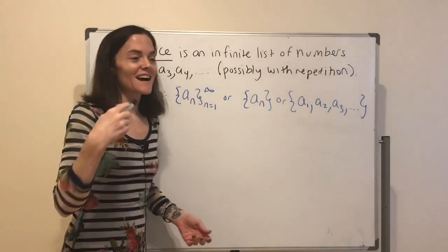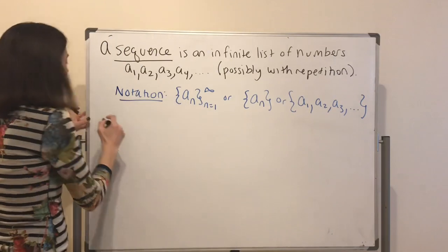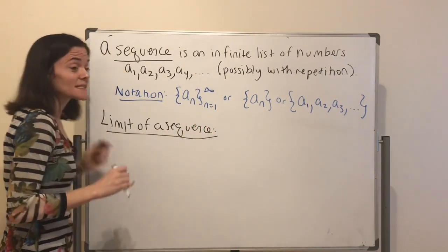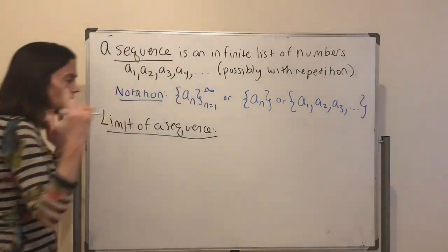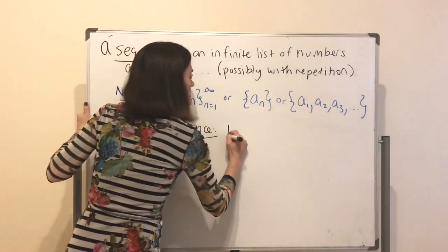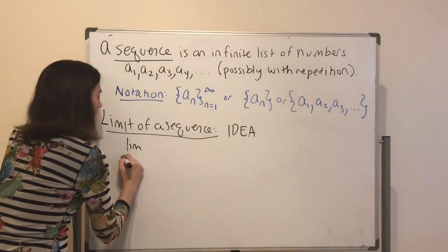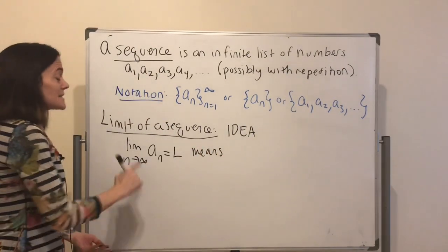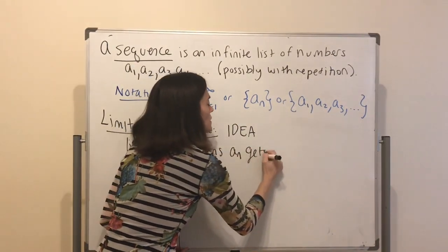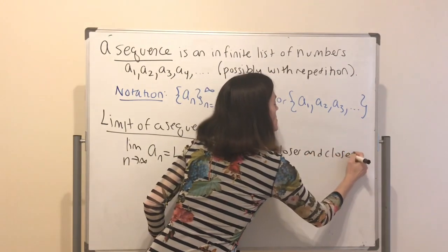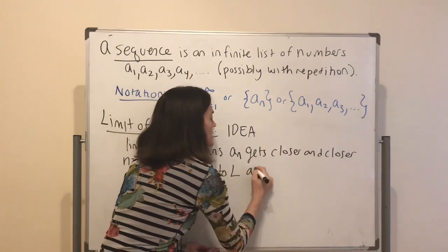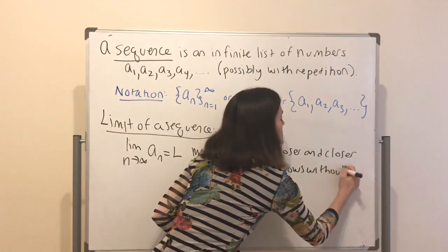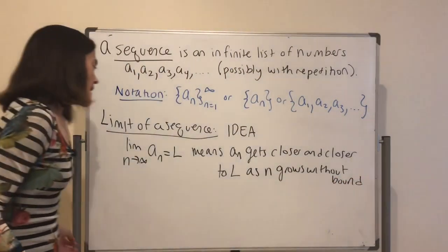Now, fundamental in our understanding of sequences is the limit of a sequence. So what is the limit of a sequence? Well, this is just like the notion of a limit at infinity of a function. In fact, I will connect it to that momentarily. So the idea, at least: the limit as n goes to infinity of a_n equals L means that the sequence a_n gets closer and closer to L as n grows without bound. Well, this is the idea.